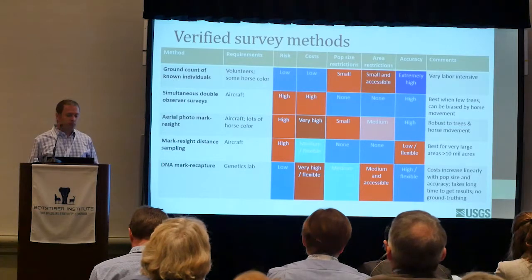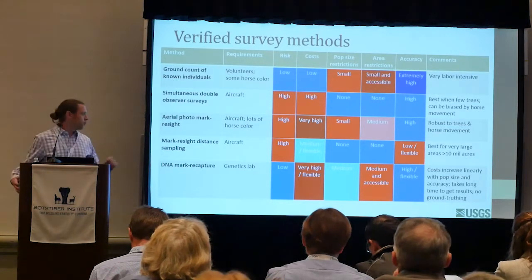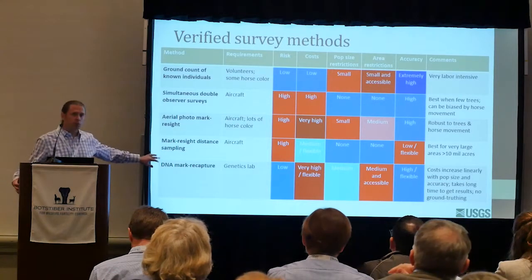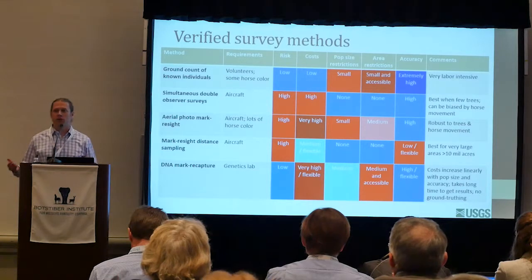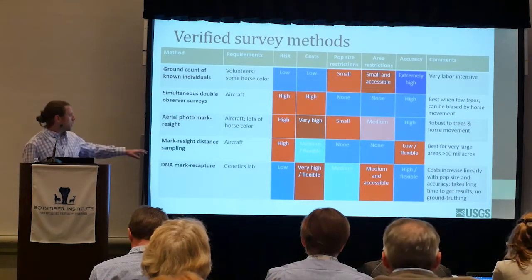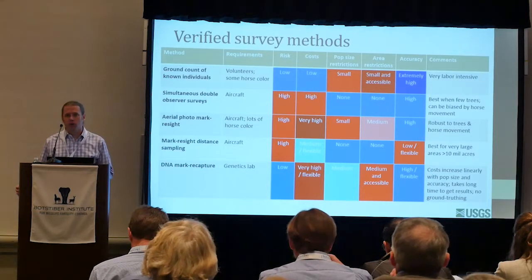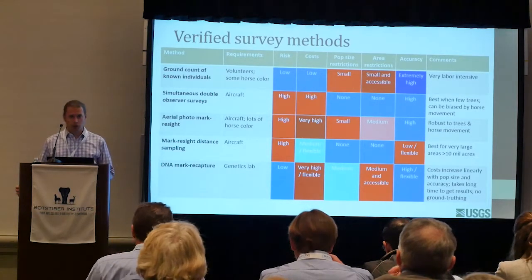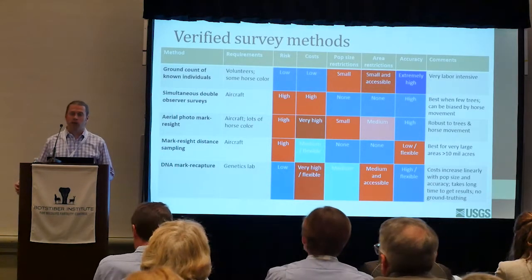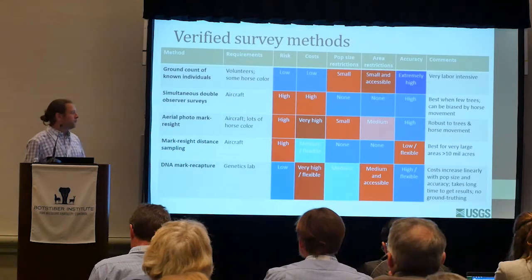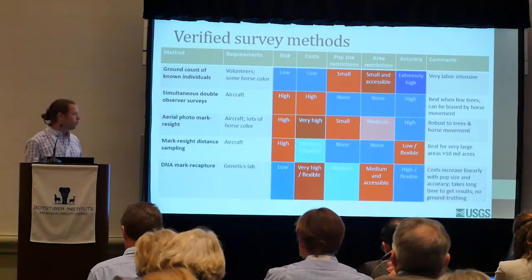There are a couple of other methods that are really good. And the nice thing about these 2 on the bottom is that you're directly trading off costs for uncertainty. So here, mark resight distance sampling is what the Navajo Nation did a couple of years ago to survey. The Navajo Nation is 17 million acres. They have something like 30,000 horses. So it's a huge area, really inaccessible, with very few roads.